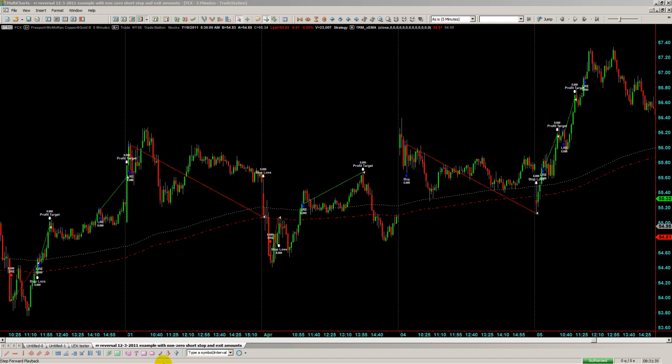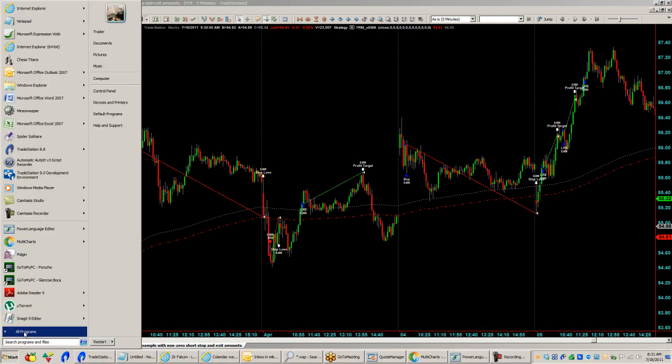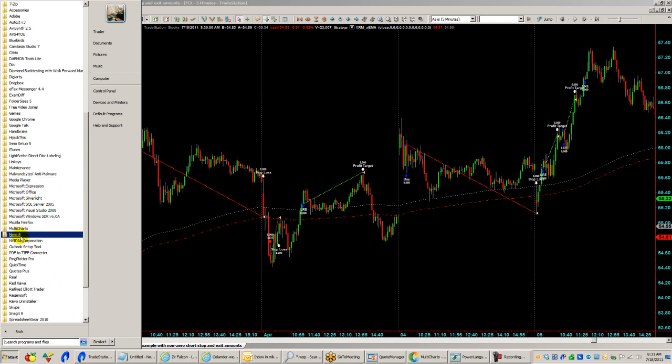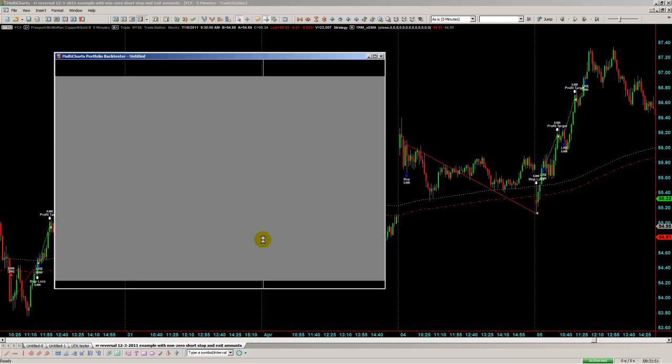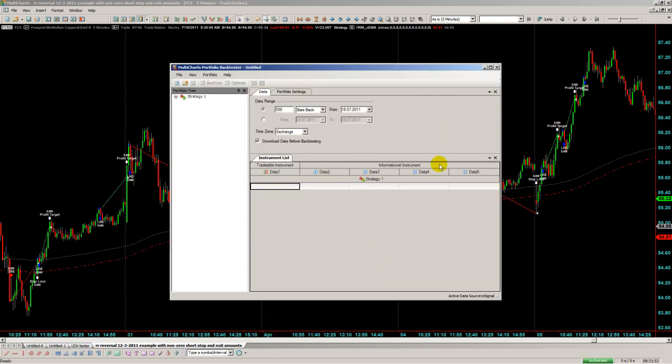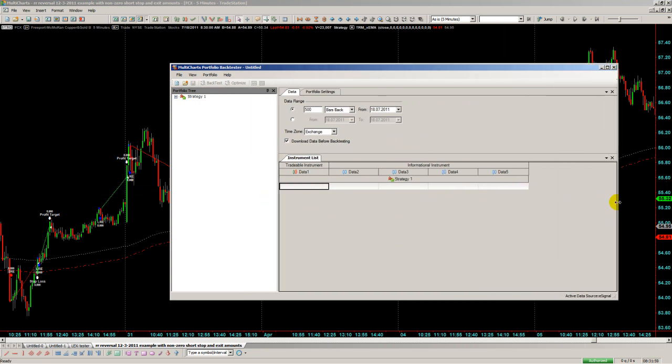So for now, the only way to go for portfolio optimization is to use MultiCharts, and MultiCharts in its programs folder has something called Portfolio Backtester, and this allows you to create scenarios for testing portfolios with multiple combinations of strategy on a multiple symbol set. But this again is a fairly sophisticated program you have to learn how to use.